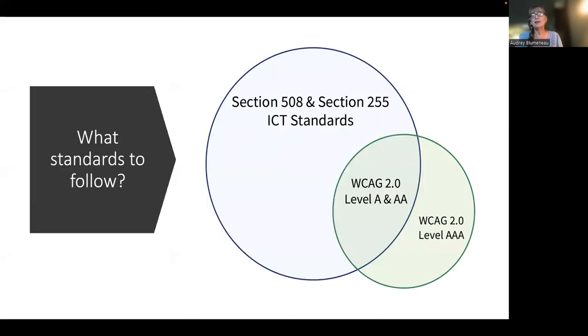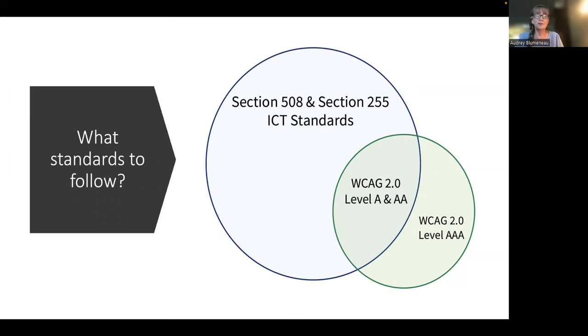Essentially, the standards that we are required to follow are Section 508. There's Section 255 of the ICT standards, and they overlap into the WCAG 2.0. And I should probably update that, because it's 2.1 now, 2.2 is coming down the road, of level A and level AA.